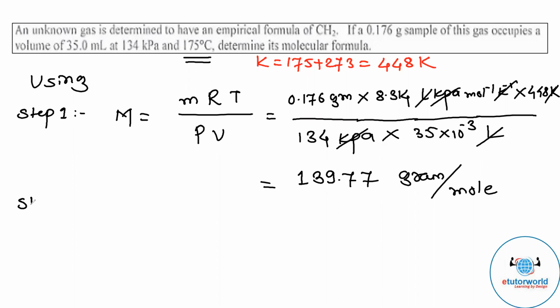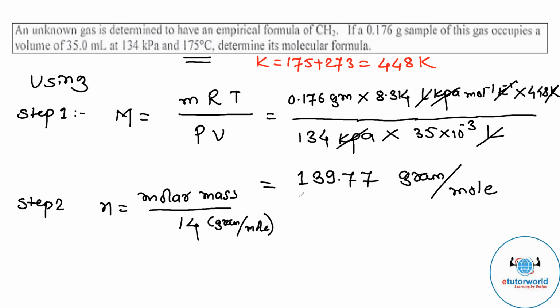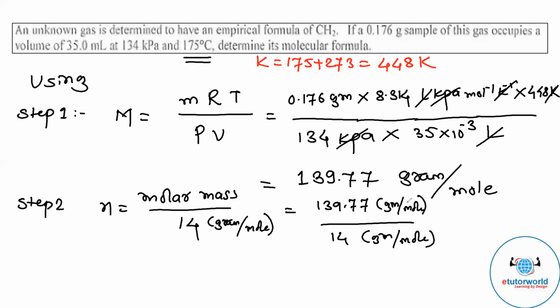Yes, sir. Okay. Step 1 is done. Step 2, we are going to get the multiplying factor N. N is molar mass divided by the empirical formula mass, which we have calculated as 14 gram per mole. So put the values: 139.77 gram per mole divided by 14 gram per mole. This gets cancelled. So how much is it going to come? It's going to nearly come around 10.